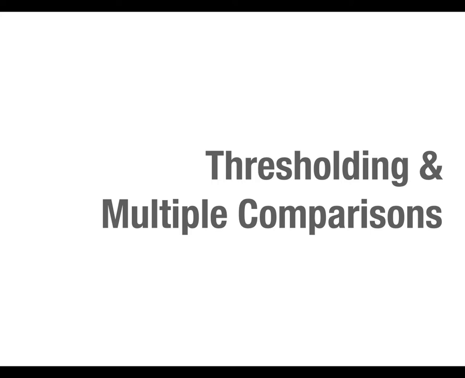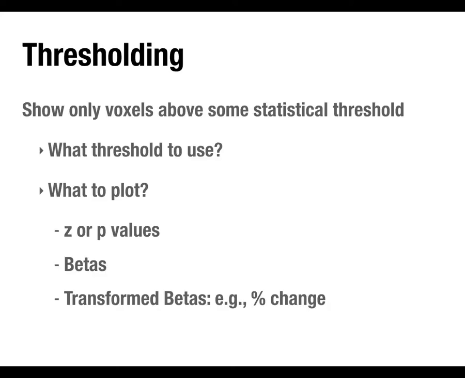And multiple comparisons comes up in virtually any brain imaging technique because we're almost always doing lots and lots of statistical comparisons compared to a lot of behavioral research where you do comparatively few. So when we're doing thresholding, we're basically saying we're only going to color code activation in the areas that are above our statistical threshold. The question becomes what threshold to use. Let's not worry about what to plot down there. I kind of talked about that already.